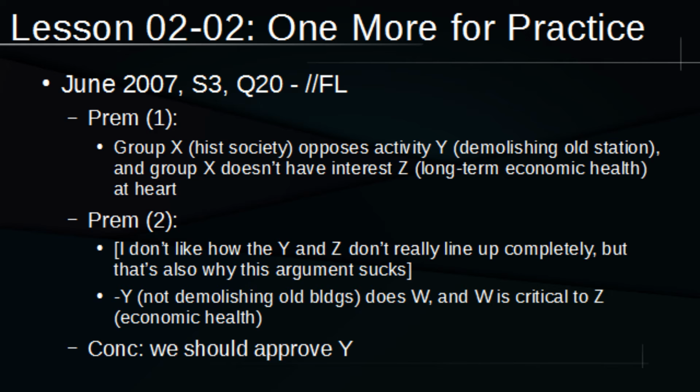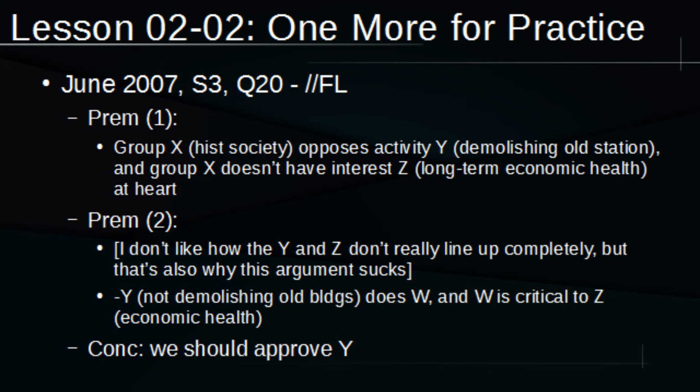Premise 2. I just don't really know how to deal with the Y and Z not lining up completely, but that's also why this argument is kind of bad, and we'll address that later on. But for the time being, it seems like not doing Y, not demolishing old buildings, impedes W. And W in turn is critical to Z, economic health.